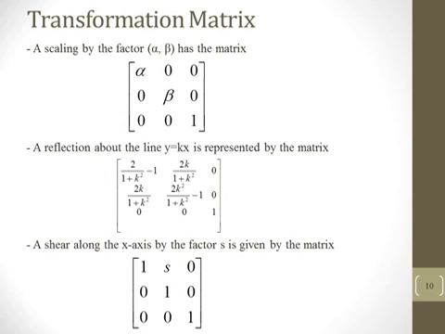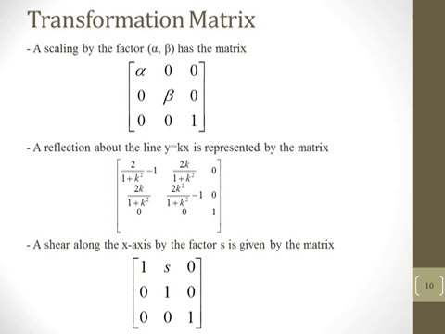A reflection about the line y equals kx is also represented by the following matrix, where k is the slope of the straight line. This is the matrix for a line passing through the origin.